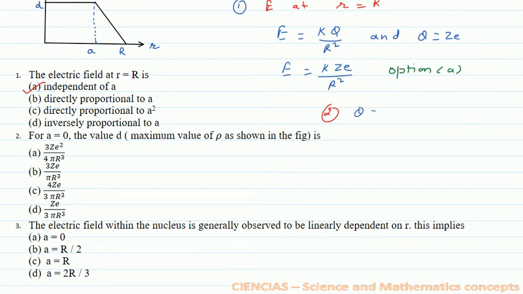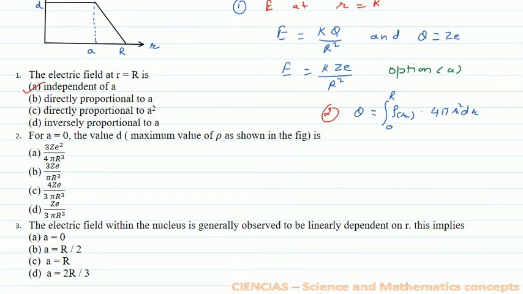Then charge is given by the integration of rho(r) into 4 pi r square dr. Now see, this is charge per unit volume. 4 pi r square is the area, and area into thickness is volume. So charge per unit volume into volume becomes charge, and the sum of all that charge is the integration from 0 to capital R.